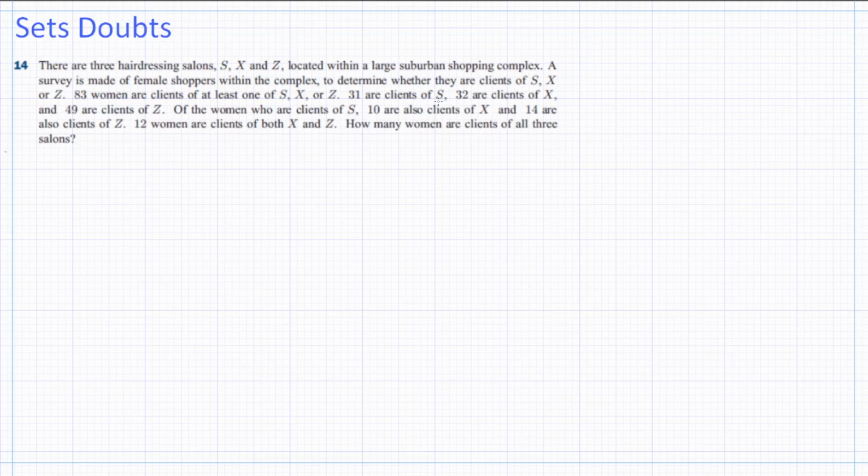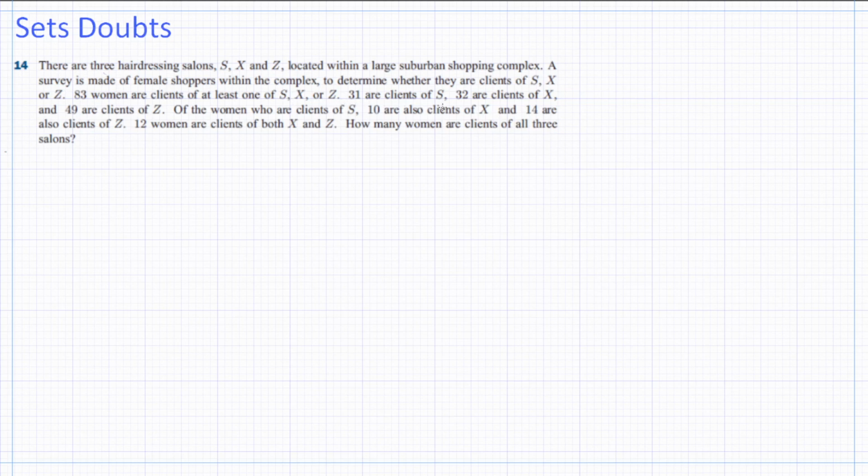So let's practice our sets knowledge by solving one problem. What we have here: there are 3 hairdressing saloons, S, X, and Z, located within a large suburban shopping complex. A survey is made of female shoppers within the complex to determine whether they are clients of S, X, or Z. 83 women are clients of at least one of those.